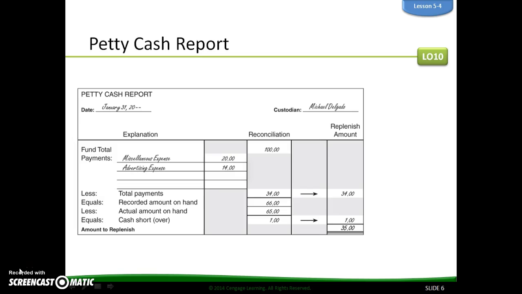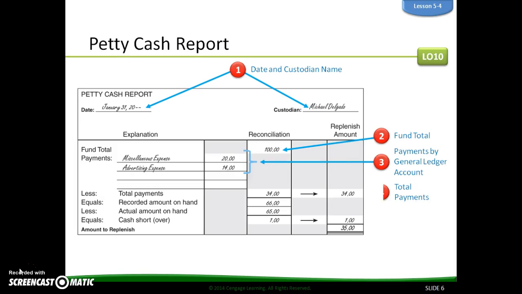We have to do record keeping within our books to report not only the miscellaneous expense and the advertising expense, but that dollar that we're now cash short. We have to go ahead and report that. So on our petty cash report, you can see the date, the person that's managing it, how much was in the account, what happened for the month, and then the general ledger accounts that we're going to be touching based on those transactions, and then the total amount we paid out.